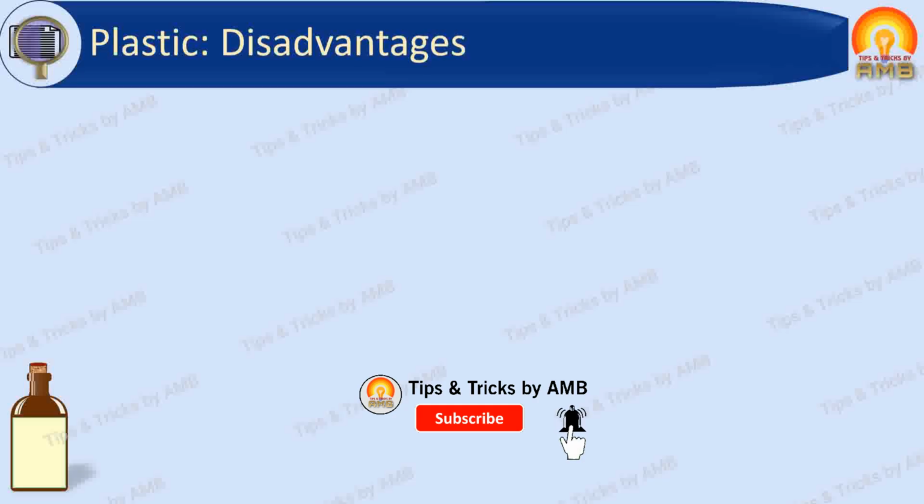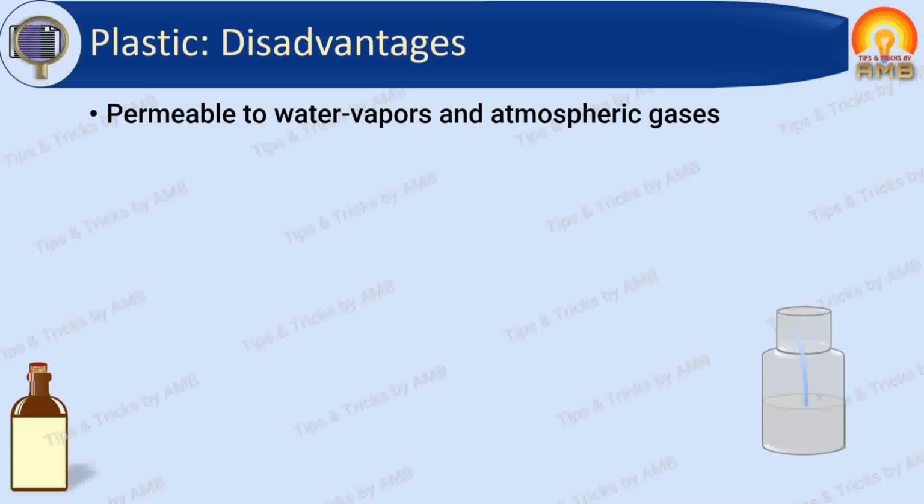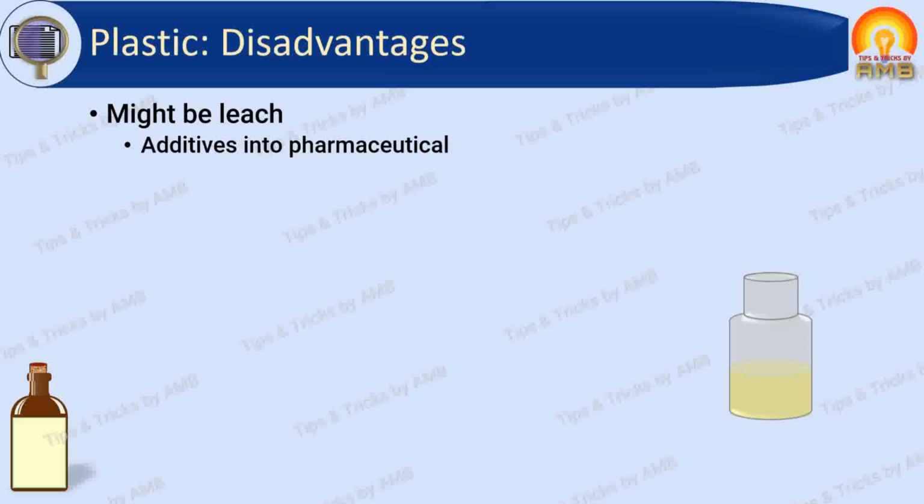The first disadvantage of plastic is some of the plastics are permeable to water vapor and atmospheric gases. Thus, they cannot protect the product from hydrolysis or oxidation. Next disadvantage is in the case of some plastics, there might occur leaching of various additives, which are used during the manufacturing of plastic containers, into pharmaceutical products. Thus, it may affect the composition of the product.